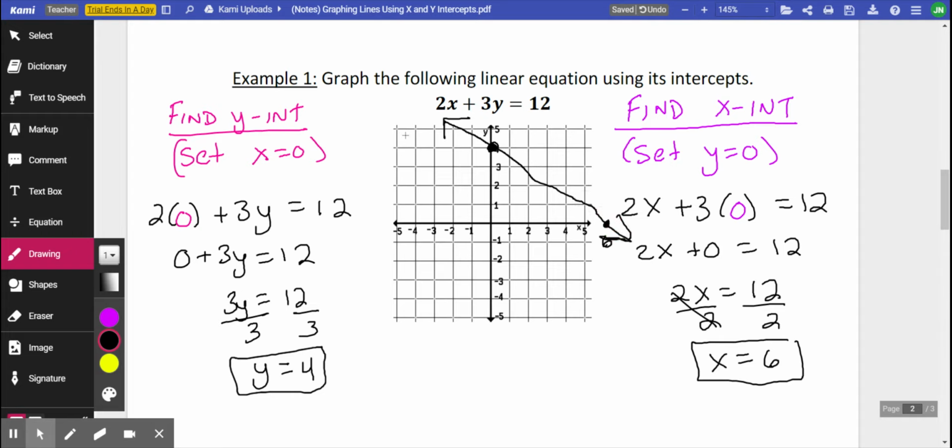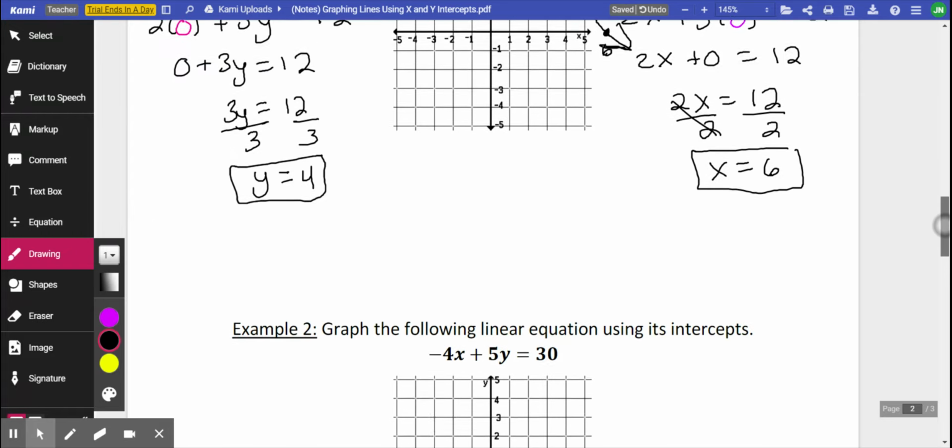So that is another way of graphing a linear equation, by using the intercepts. So again, opposite: if you want to find the y-intercept, you set x equal to 0. If you want to find the x-intercept, you set y equal to 0. And that's always going to be the case for any equation you have.